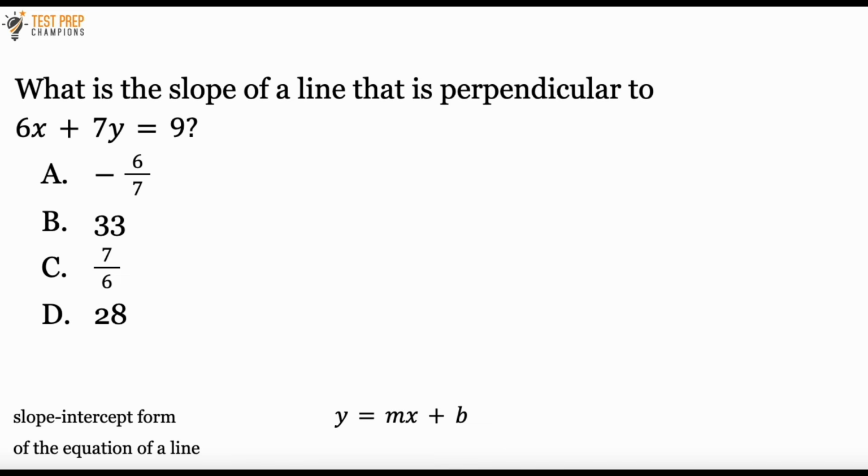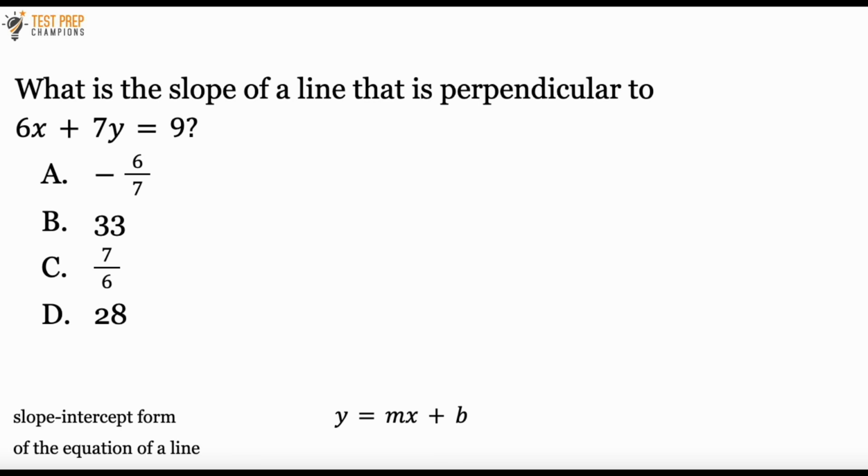What is the slope of a line that is perpendicular to 6x plus 7y equals 9? Now, I've included this formula down below, and you'll be able to go to the formula sheet to find that when you take your test, but for the sake of time, I've provided it now on screen. So whenever you're ready, you can pause the video, take all the time you need, and then whenever you're ready, just unpause this and we'll talk about it.